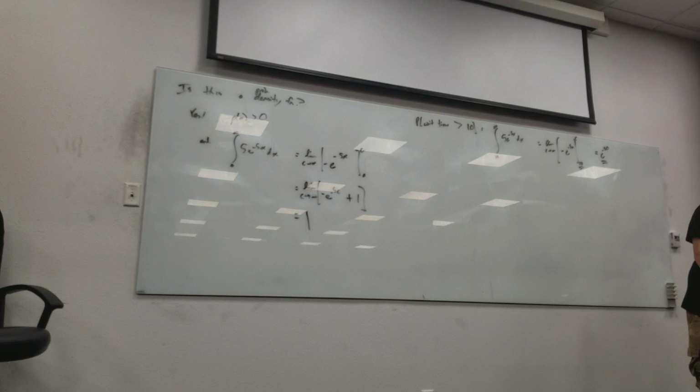Yeah? When you integrate the 5e to the negative 5x, where's the constant 5 go? Does that get outside the... Remember your chain rule, right? If I differentiate e to the 5x, I'm going to have to multiply by 5. So it's accounting for that. It's not big enough to really do a u substitution on, but it's the same idea.